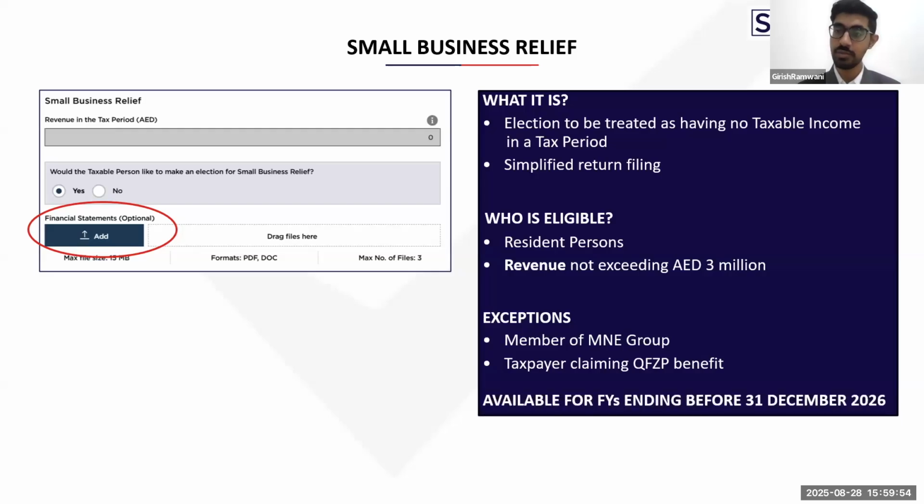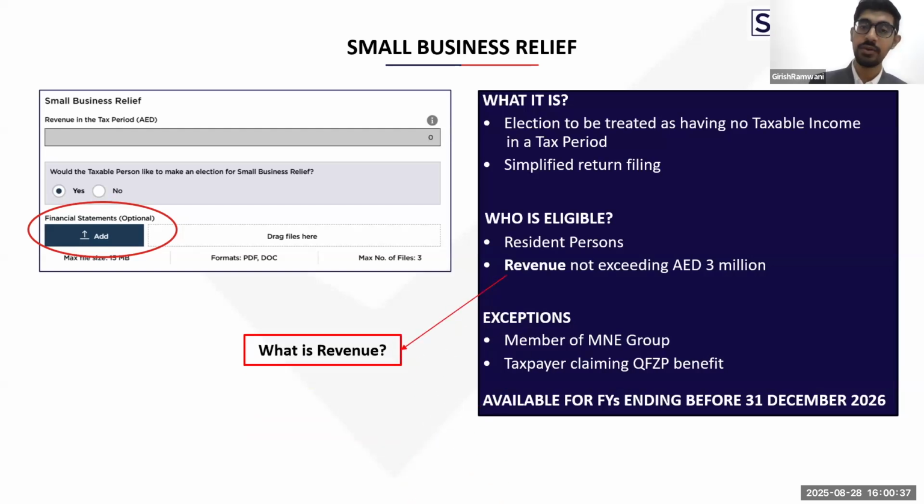Again, like I mentioned, this is only a momentary benefit which has been provided. Only up to financial years ending before 31st December 2026, this benefit would be available. That means if you're following January to December as your period, then 2024, 2025, 2026, for a period of 3 years at least, you can take the benefit of the simplified return filing, wherein you don't have to pay any taxes. You have to give just limited disclosures about your revenue, about certain election options, and just file your return. It is a very simplified process for them. However, if you are an MNE group or if you want to avail the QFZP benefit, then small business relief cannot be availed.